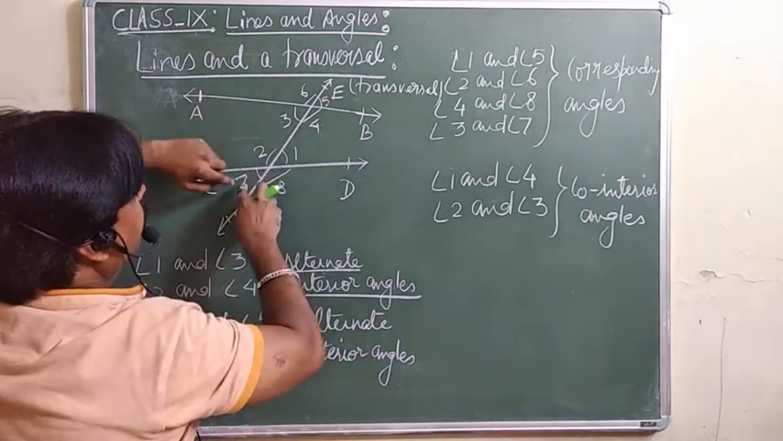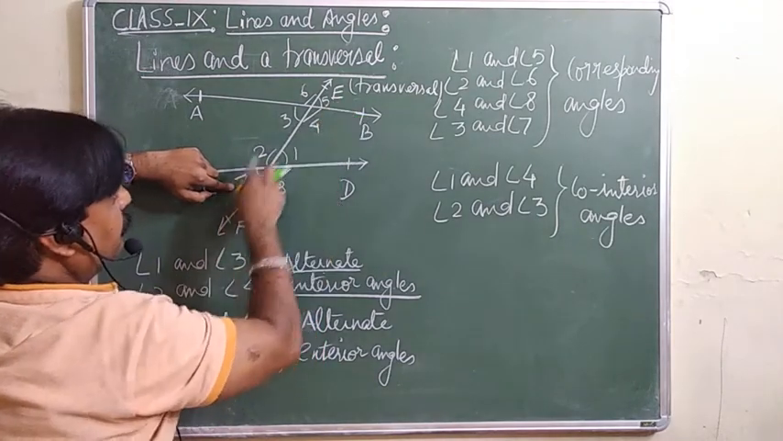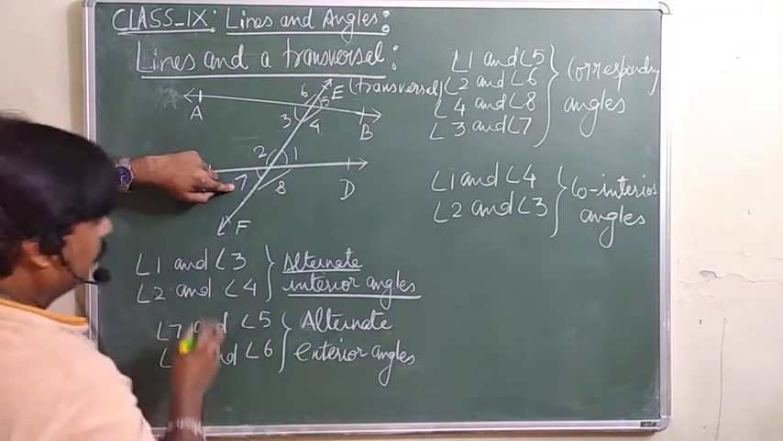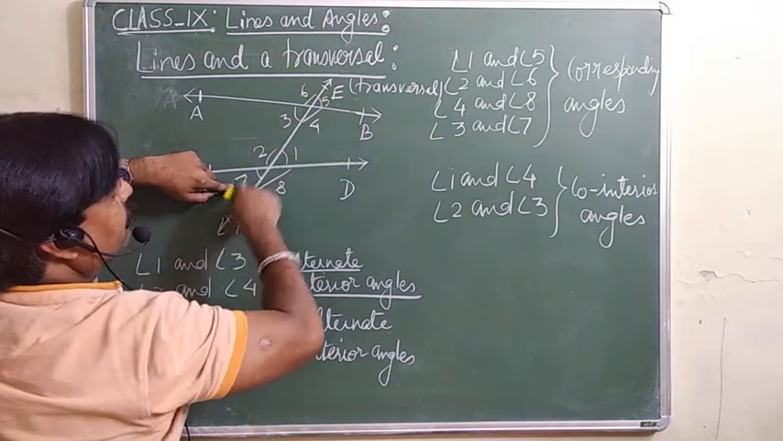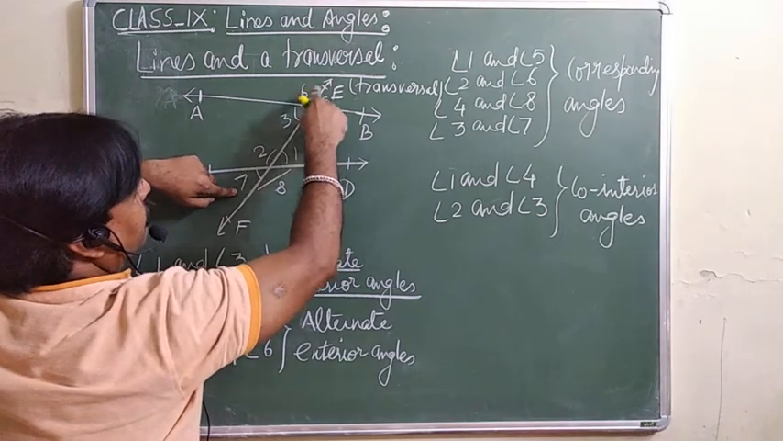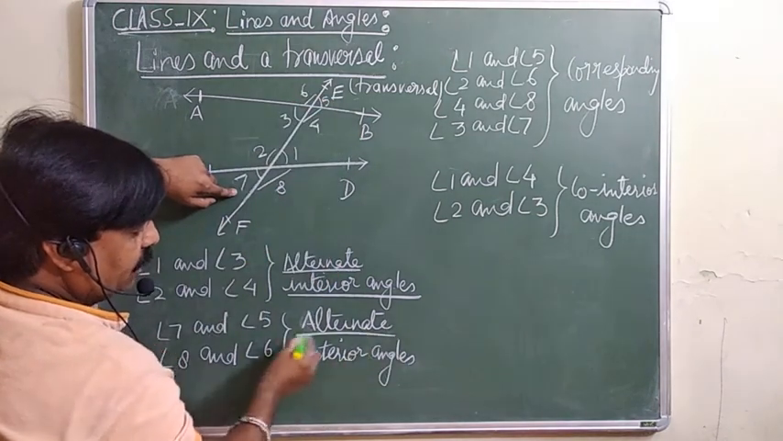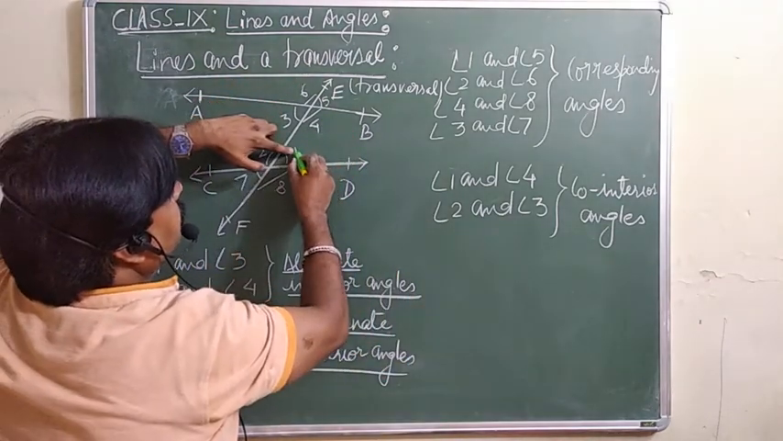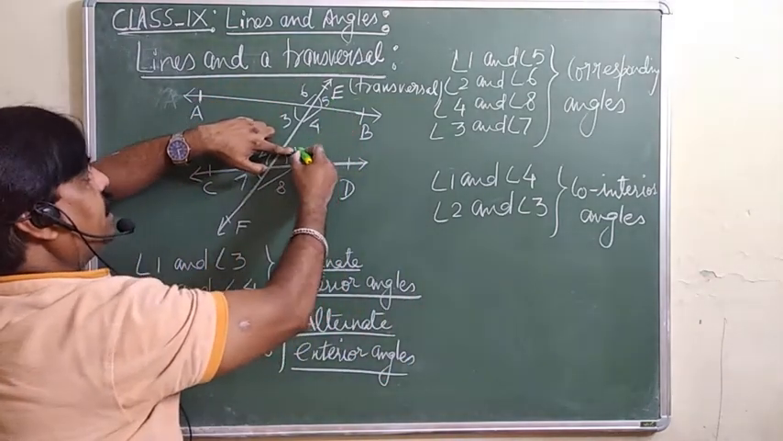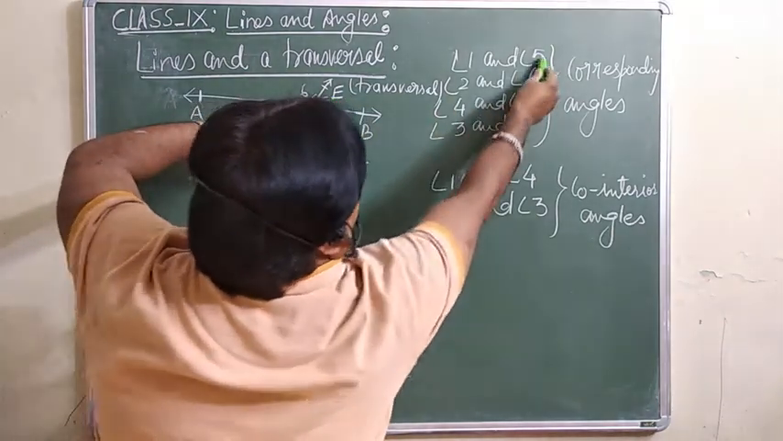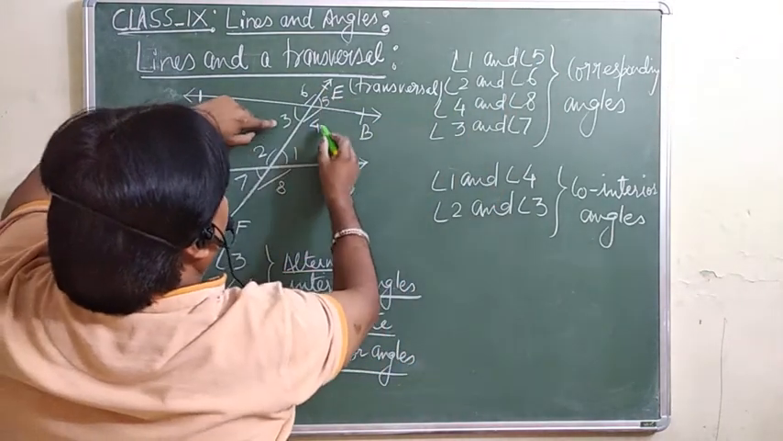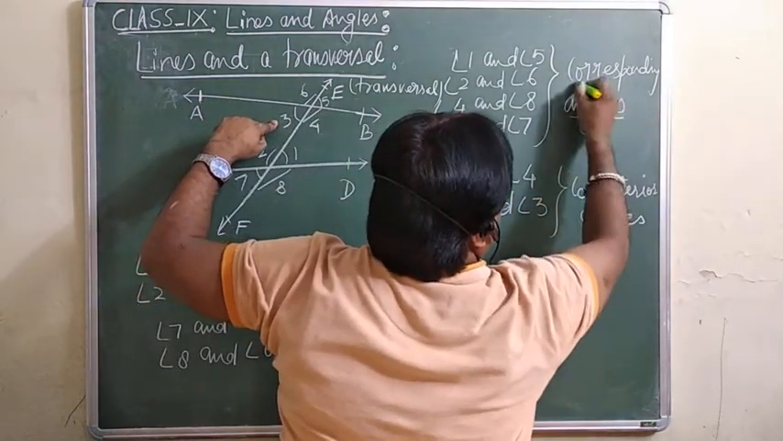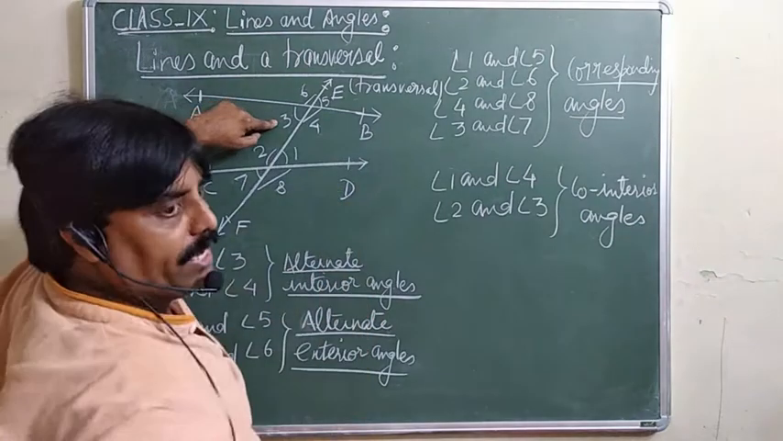Similarly, angle 7 and angle 5, and angle 6 and angle 8, they are the alternate exterior angles. Both are exterior: 7 and 5, 6 and 8, they are known as alternate exterior angles. And one is interior, another is exterior on the same side. Here angle 1 and 5, angle 2 and 6, 4 and 8, 3 and 7, these are known as the corresponding angles. The name of these angles is corresponding angles.